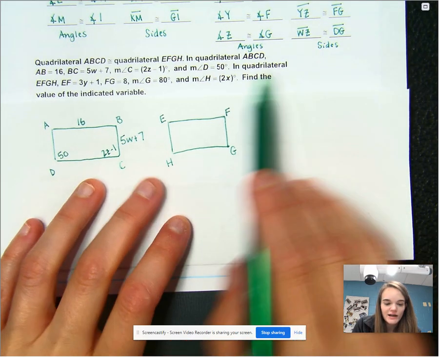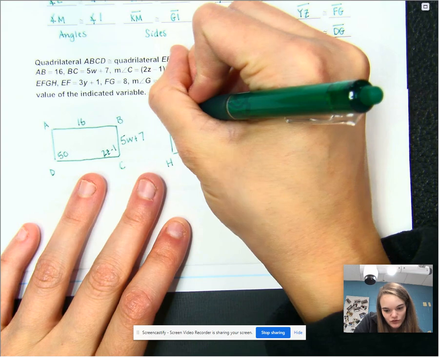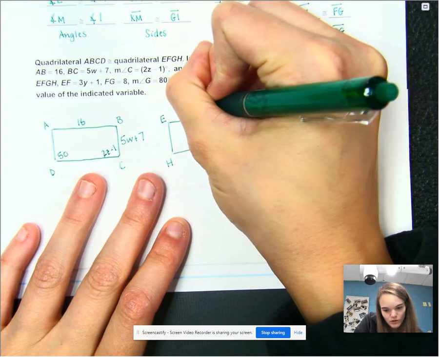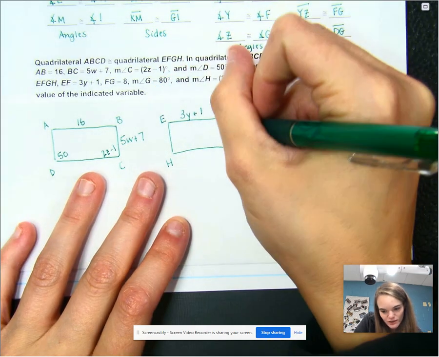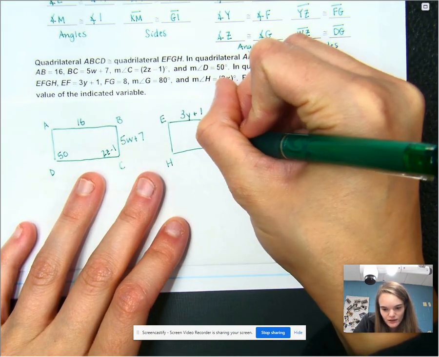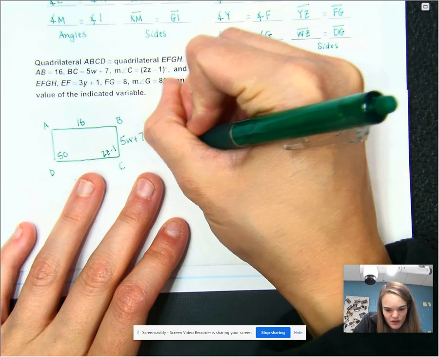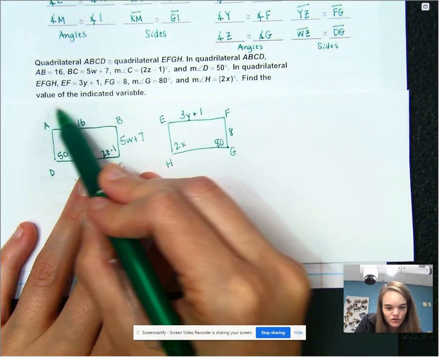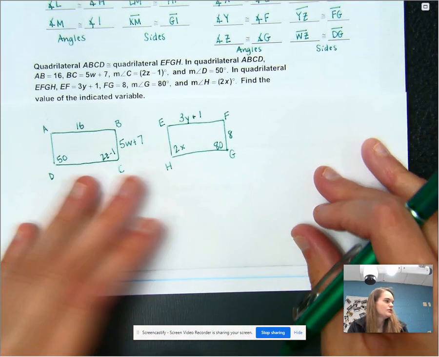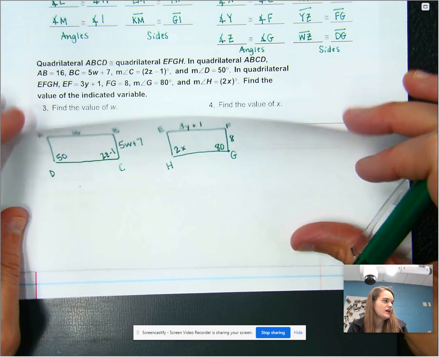Okay, in quadrilateral EFGH, EF is 3Y plus 1. FG is 8. Angle G is 80. Angle H is 2x. Find the value of the indicated variable. So we're going to open this back up to C. Now that we've got our picture drawn, we're going to see what it says.